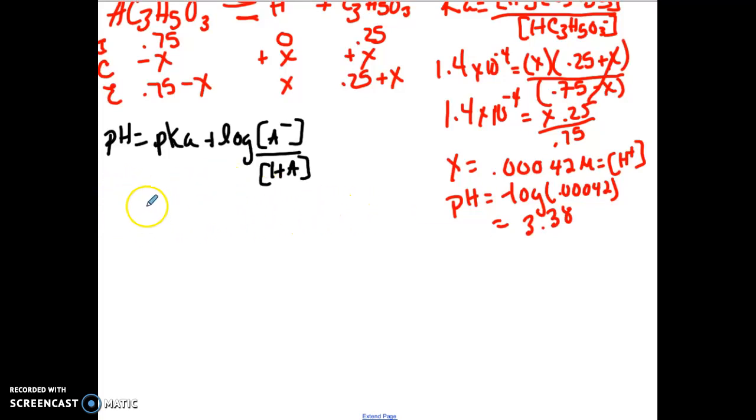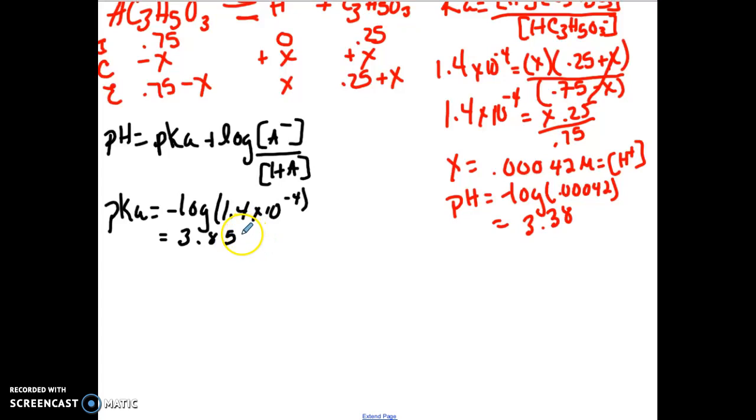So what I'm going to do here is show the work for calculating the pKa. Just like a pH, it would be the negative log of the Ka value, which is 1.4 times 10 to the negative 4. When I do that work, I come up with 3.85.